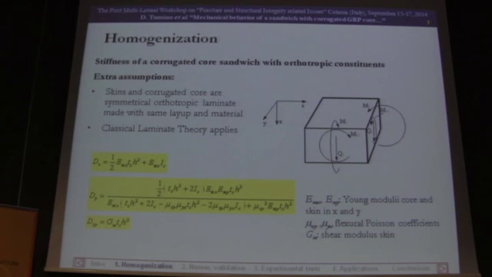We made also some extra assumptions, that skins and corrugated core are symmetrical orthotropic laminates with the same layout and material. This is for the sake of simplicity in solving the equations. And of course, under the assumptions of the classical laminate theory to obtain the matrix of rigidity of each laminate, starting from each ply that constitutes the laminates.